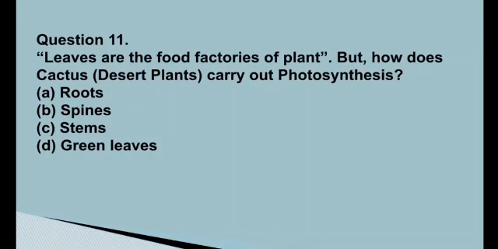So if you have seen the cactus plant, you can guess the answer very quickly. Yes, it is stem. The correct answer will be option C stems. In cactus plants, stems carry out the photosynthesis process. Now we have question number 12.